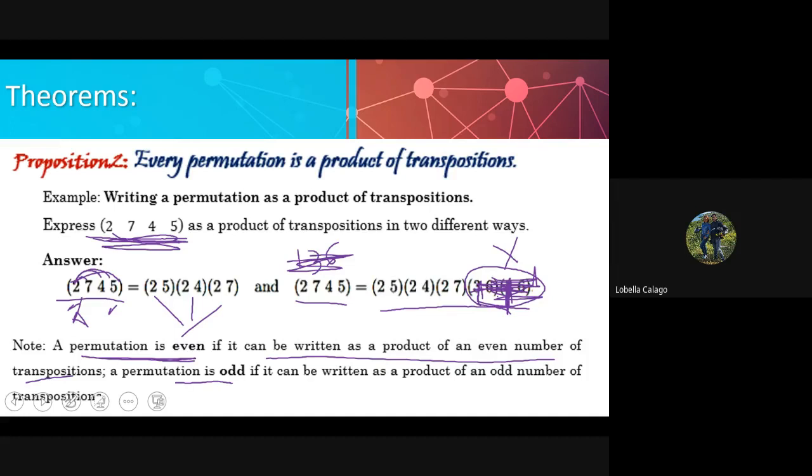That's all there is to it. A permutation is odd if it can be written as a product of an odd number of transpositions. So, there are 3 transpositions, which is odd. Therefore, this permutation is odd. But if the number of transpositions is even, like 2, 4, 6, 8, etc., then that permutation is even. Okay? So, that's the note here.